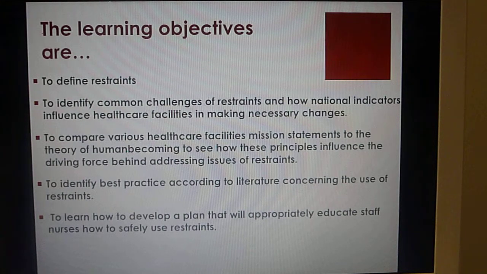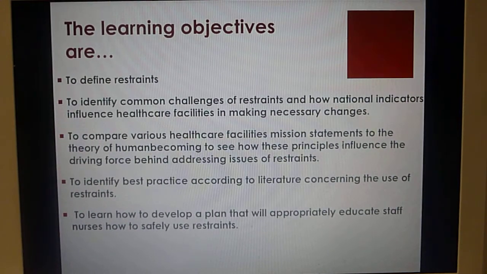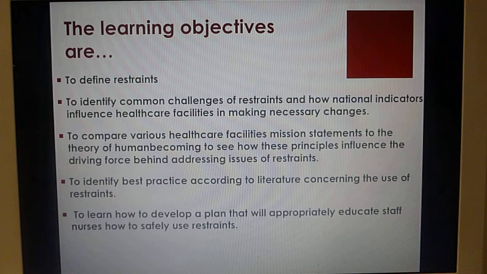So the learning objectives are to define restraints, to identify common challenges of restraints and how national indicators influence healthcare facilities in making necessary changes, to compare various healthcare facilities' mission statements to the theory of human becoming to see how these principles influence the driving force behind addressing issues of restraints, to identify best practice according to literature concerning the use of restraints, and to learn how to develop a plan that will appropriately educate staff nurses on how to safely use restraints.